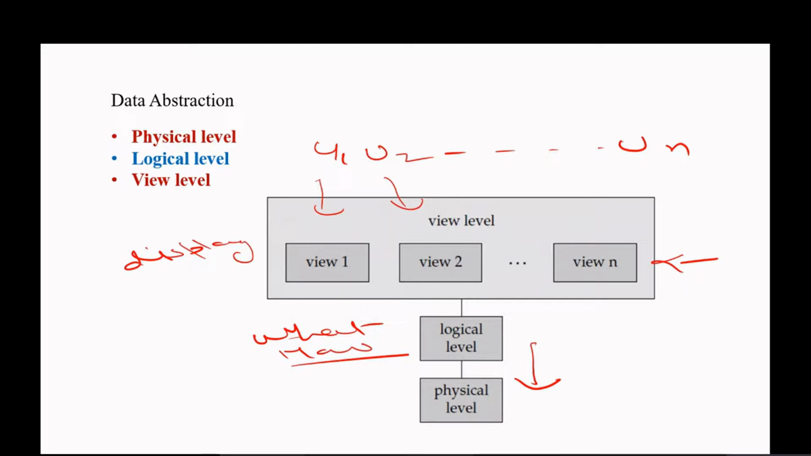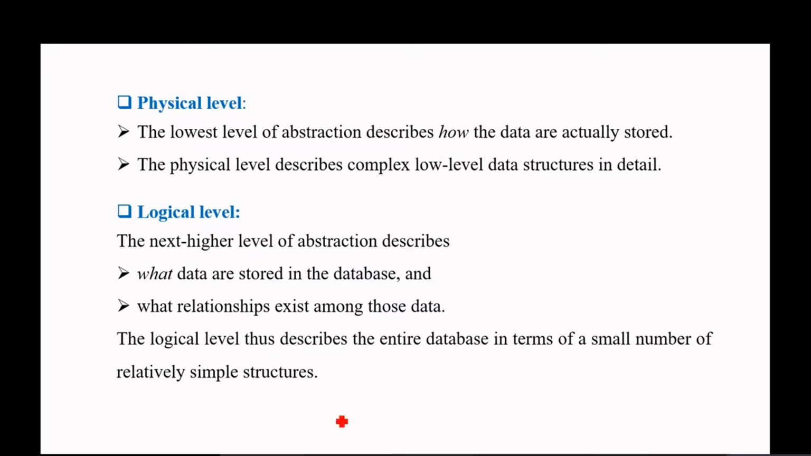Now let's go bottom to top. If I am talking about the structure of the data, it means I am talking about the physical level. The lowest level of abstraction describes how the data are actually stored; the physical level describes complex low-level data structures and details. Then coming to the logical level: what data are stored in the database and what relationships exist among those data.